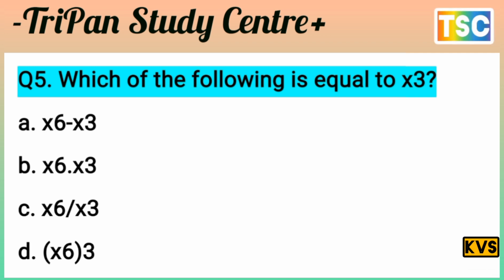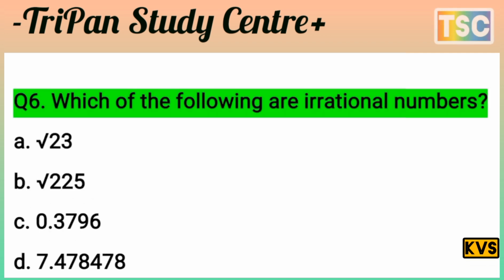Let's see the next question here. The next question is important, and that is easy also. The question is: which of the following is an irrational number? The options are: A, under root 23; B, under root 225; C, 0.3796; and D, 7.4748478.